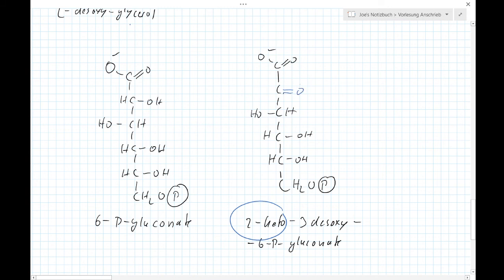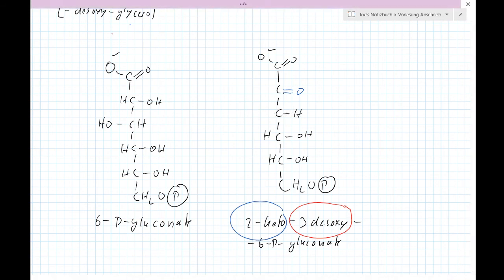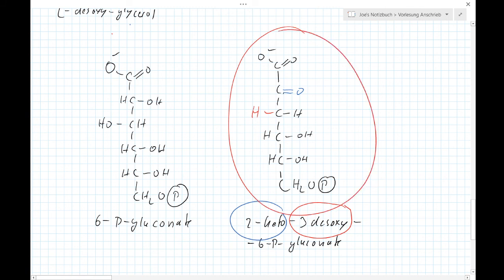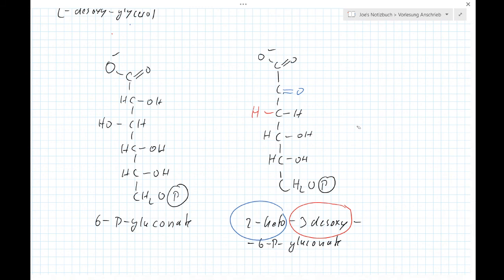And at position 3, I have a desoxy. Desoxy means that the hydroxyl group is removed. Instead of the hydroxyl group, I now have just a hydrogen. And you see, this is 2-keto-3-desoxy-6-phosphogluconate, just based on applying these groups step by step.